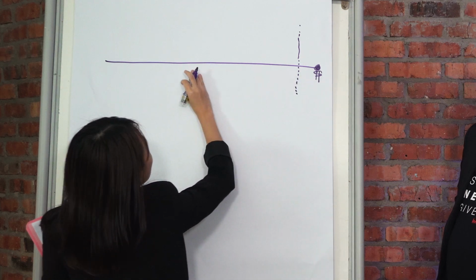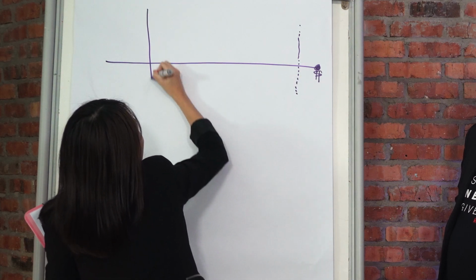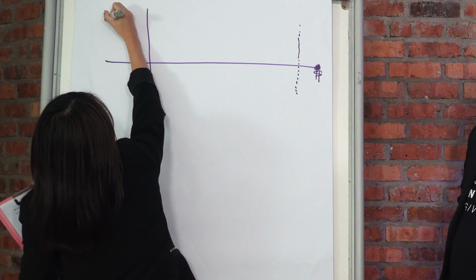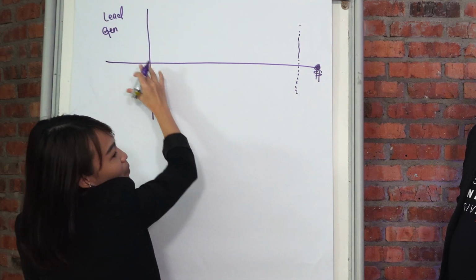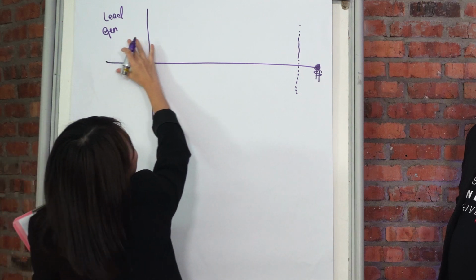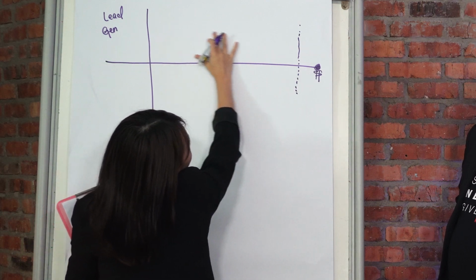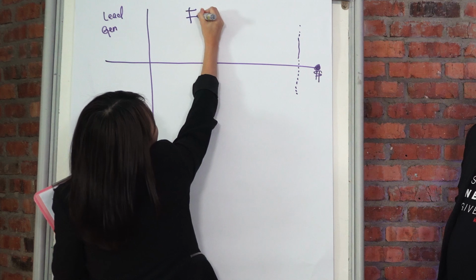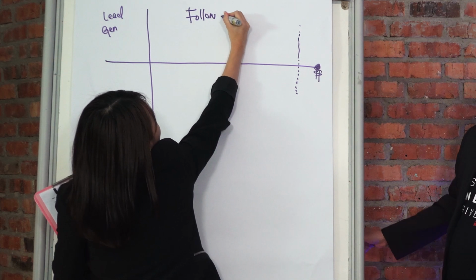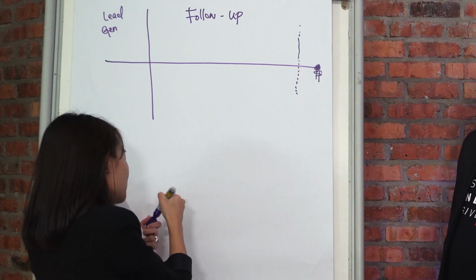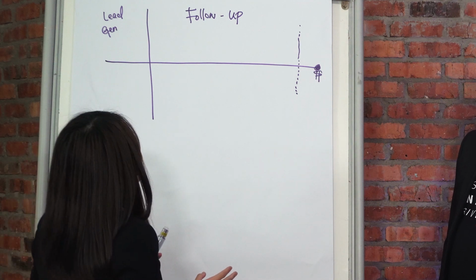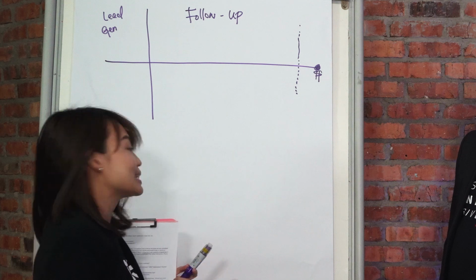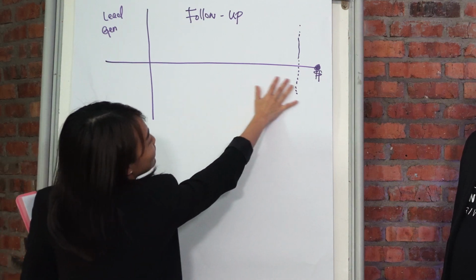And from here to here, this is the part whereby you do lead gen to actually get the client, and here to here is a long process of what we call the follow-up, right? So if I'm going to break down what happens for your real estate sales business, this is what happens, right?